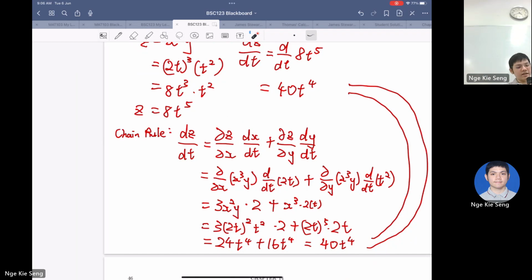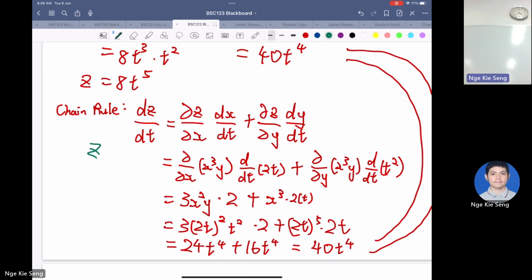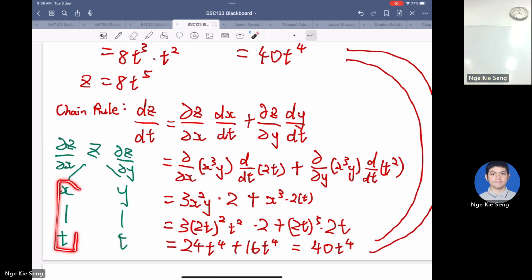Actually, there's a mnemonic, so you don't need to memorize it by heart. How do we memorize this formula? First you start with Z. Z is defined using X and Y, and X and Y are in turn defined by T. Along the edges you can put the differential on. When you go from Z to X, you write partial Z over partial X, and then partial Z over partial Y. Going from X and Y to T, you get dx over dt and dy over dt. If there are branches, I put partial del; if there's only a single branch, I put d. This matches what we said just now.